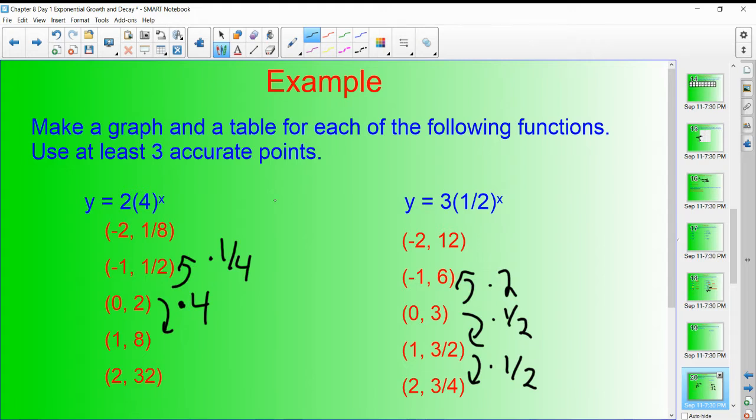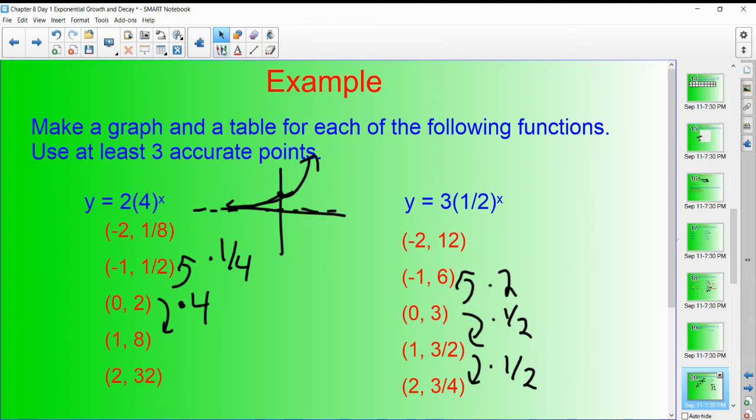Now each graph, one graph would be growth. So we start at 2, multiplier is 4. We'd have a horizontal asymptote. Now you notice how terrible this looks if you don't do it on graph paper. I'm telling you, if you do it on graph paper, you're going to see that this looks like a nice, pretty curve.